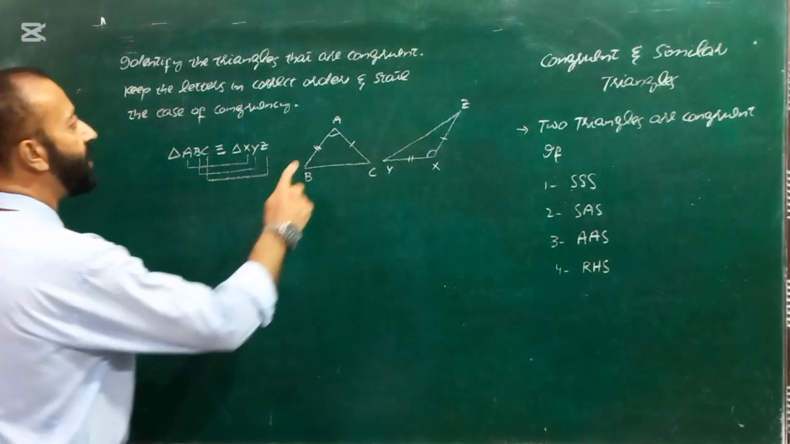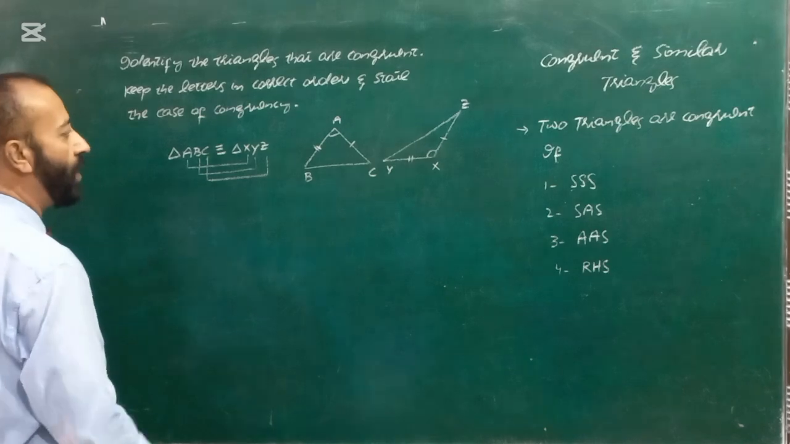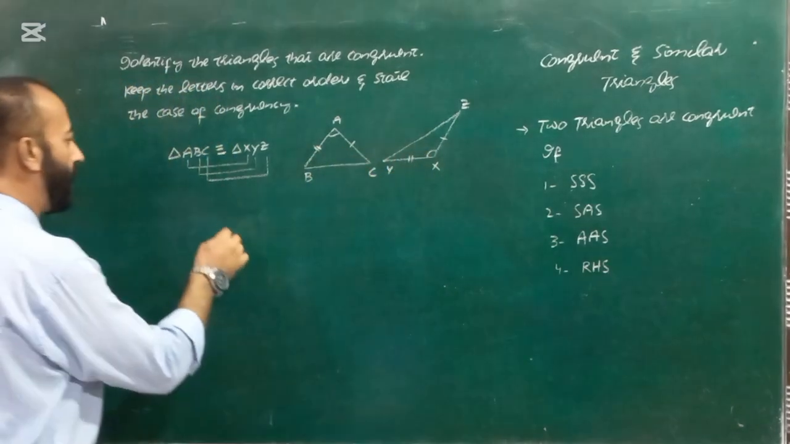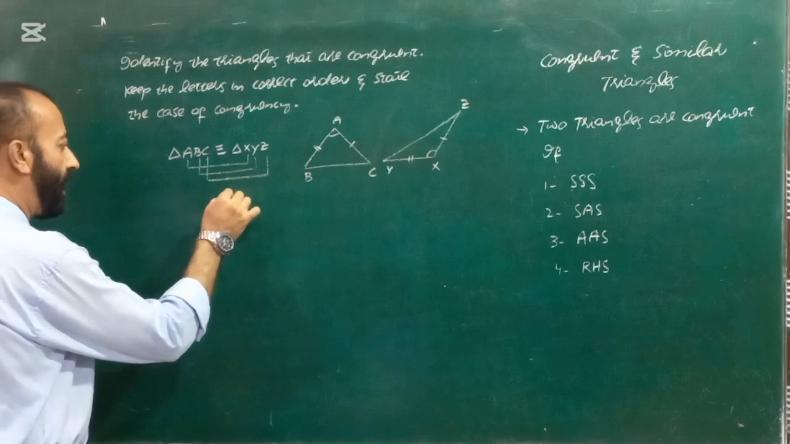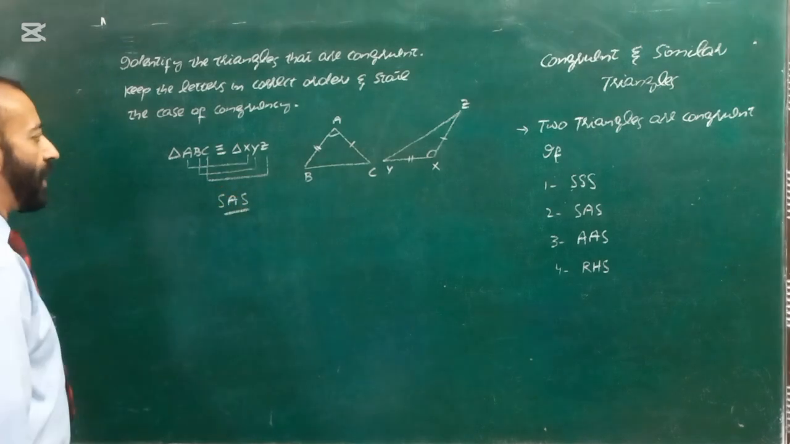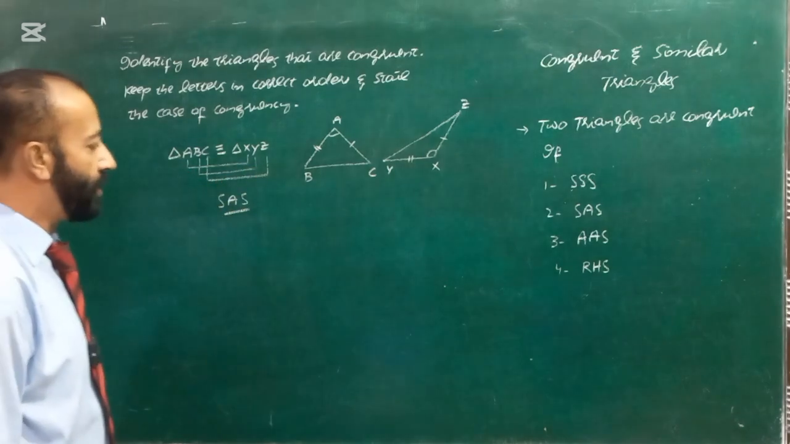Okay, the next thing that is required is to state the case of the congruency. So actually two sides and their included angles are equal. That's why the side, angle, side property is applied. That's why these two triangles are congruent.